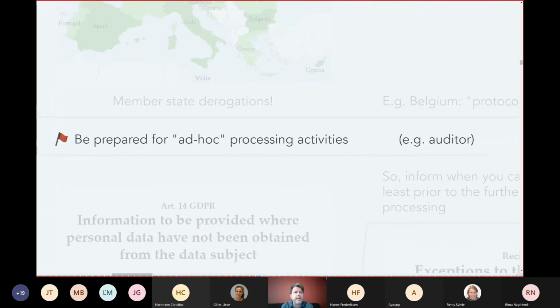That doesn't have to be a catastrophe, not at all. As long as you inform your data subjects before the actual processing takes place, you're fine. So in practice, what I do, for instance, in case an auditor steps in, is that we actually draft an email to the people who might be concerned, and we send out an email to the people informing them about a potential new processing activity concerning their personal data. So it's not that hard, but it's good to know that these ad hoc activities can happen in your organization.